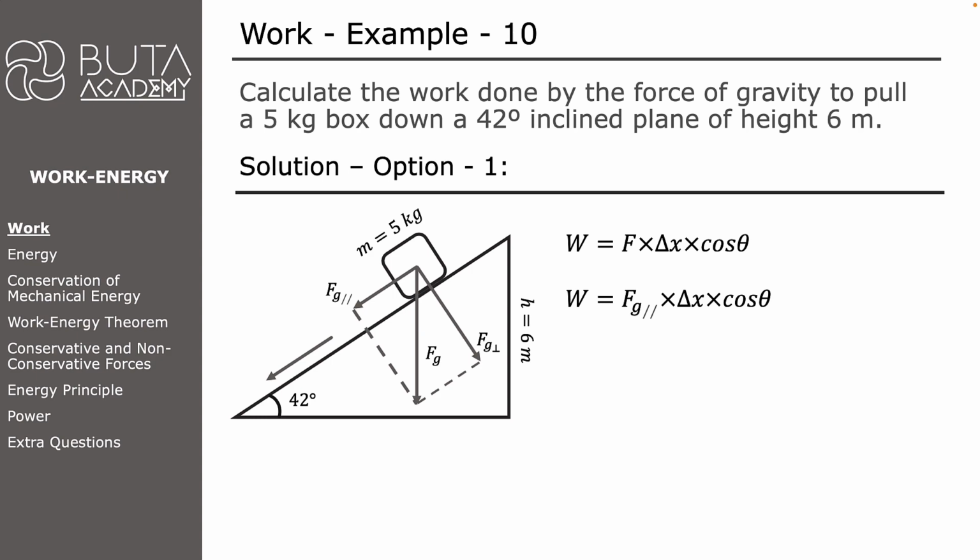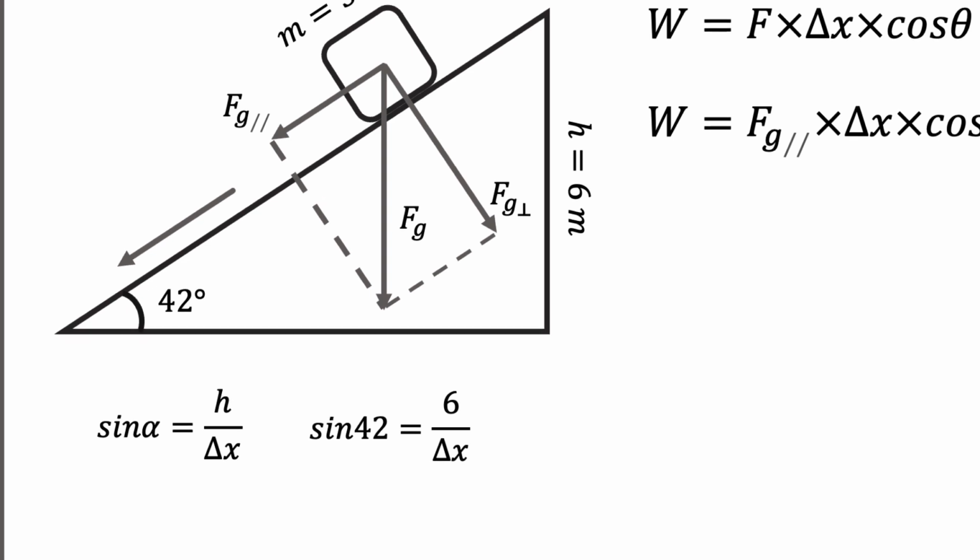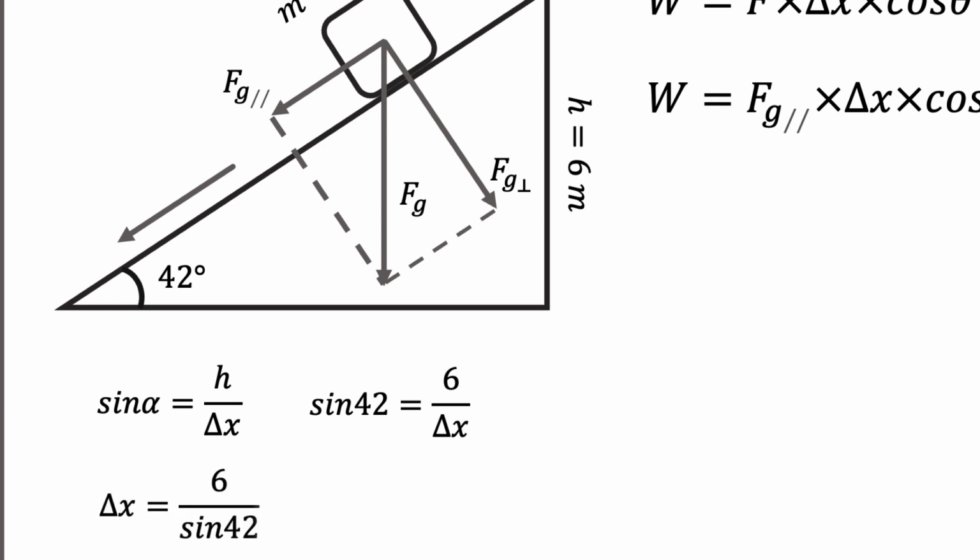Since the displacement is not specified in the question, we must calculate it. We know that the sine of an angle is equal to the ratio of the opposite side to the angle, which is height for this question, and the hypotenuse of a triangle, which represents the displacement. In this case, sine 42 is equal to 6 over displacement. After some refactoring, delta x is equal to 6 over sine 42. The displacement of the object is equal to 8.97 meters.